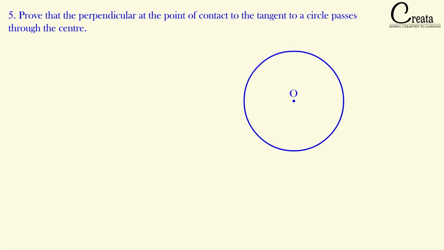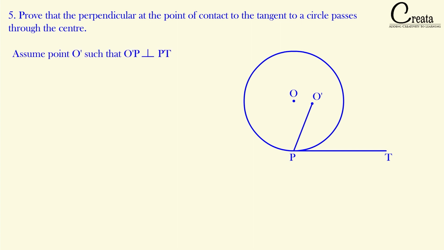Let's have a circle with center O and tangent PT. P is the point of contact. In this question, we have to prove that any perpendicular drawn from the point of contact passes through the center. So let's approach this question. Firstly, let's assume a point O dash anywhere inside the circle, join O dash with P, and assume that O dash P is perpendicular to PT.